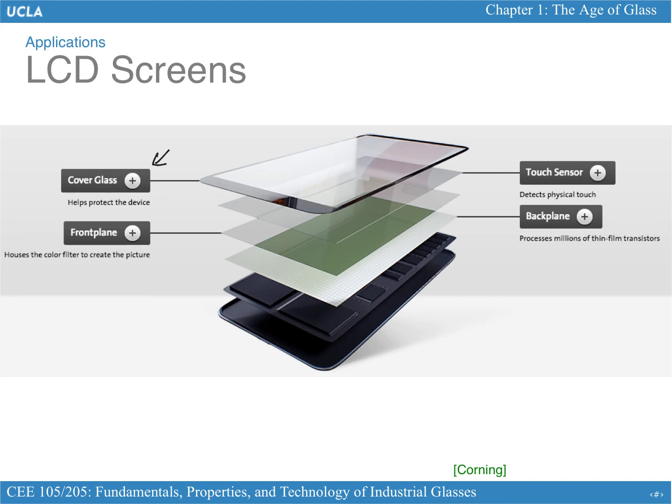The main role of this glass is to be resistant to scratching and resistant to fracture. That's the main reason why we are using glass instead of plastic, for example: plastic is very easy to scratch, but glass is much more resistant to scratching. It has a much higher hardness.